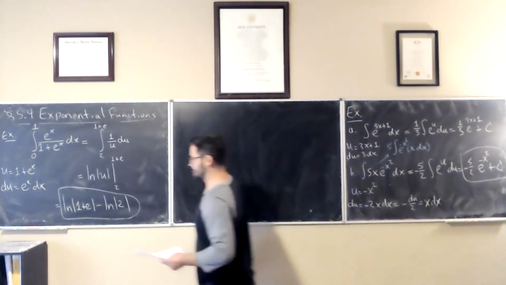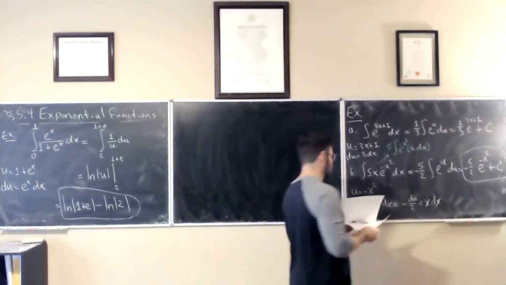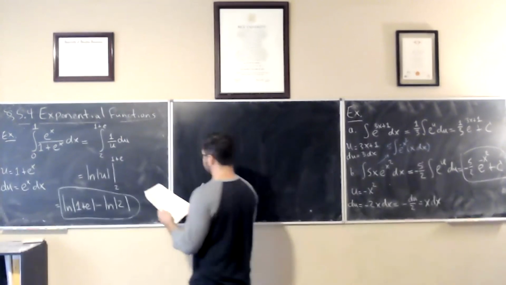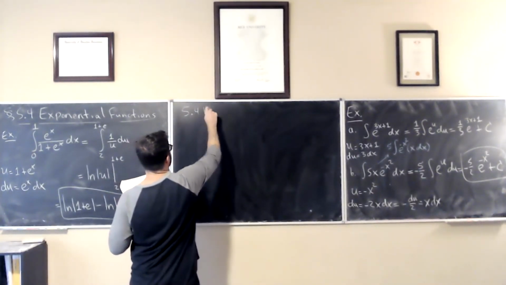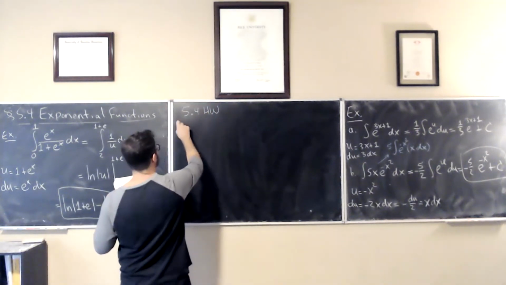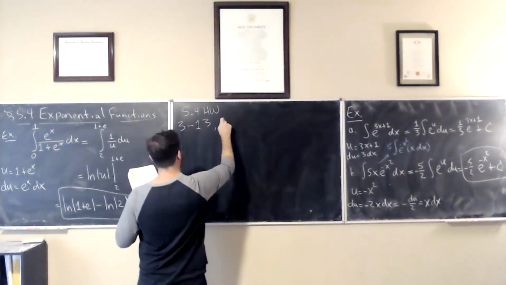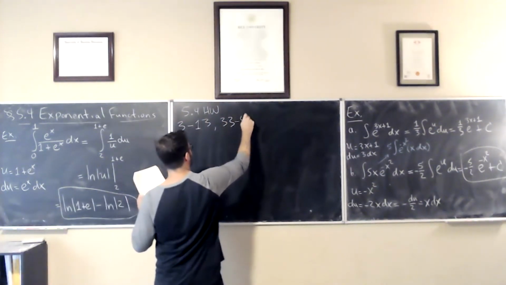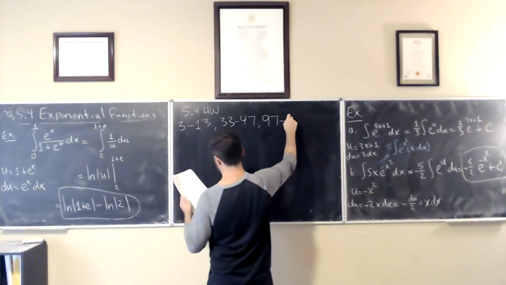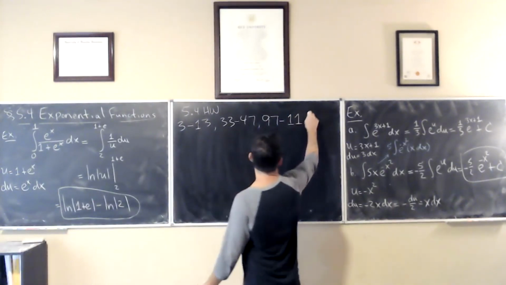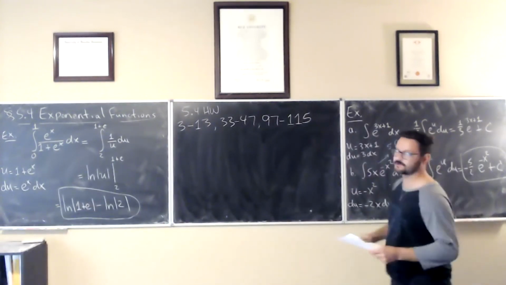So that will conclude our lecture on the natural exponential function. And from this section, the suggested homework will be 3 through 13, 33 through 47, and 97 through 115. Okay, so I'll go ahead and stop the recording here.